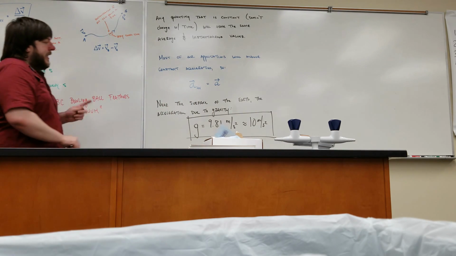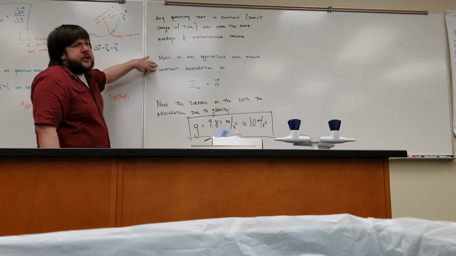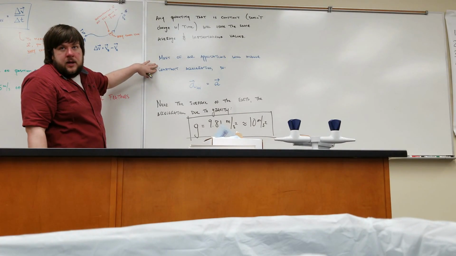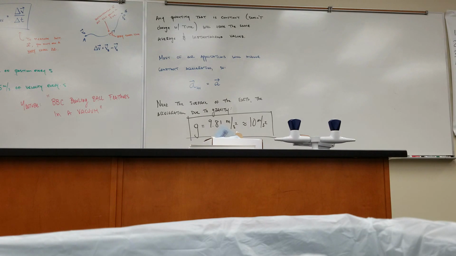And remember that that number is constant. So when we're talking about an object that's just allowed to fall freely under the influence of gravity, that's going to be an example when the acceleration is constant. We're going to do a lot of problems where we assume that the acceleration is constant, because that's the simplest possible scenario that we can cover. Okay?